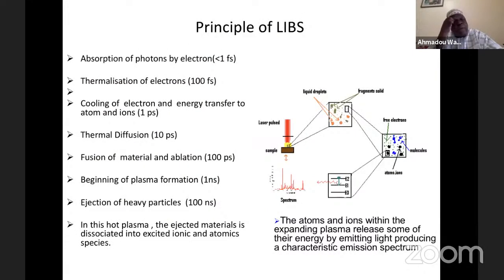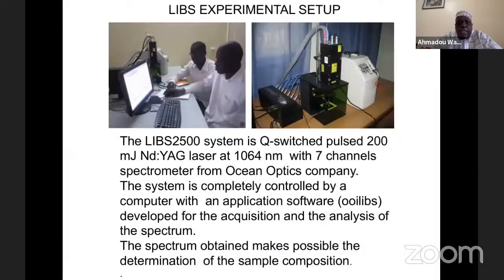And now I will talk about LIPS very quickly also, because my time is very short now. The principle of LIPS is the absorption of photon and the thermalization of electron. Here you have our LIPS system. My students are working on it. It is a Q-switched 2 millijoule YAG laser at 1064 nanometers.